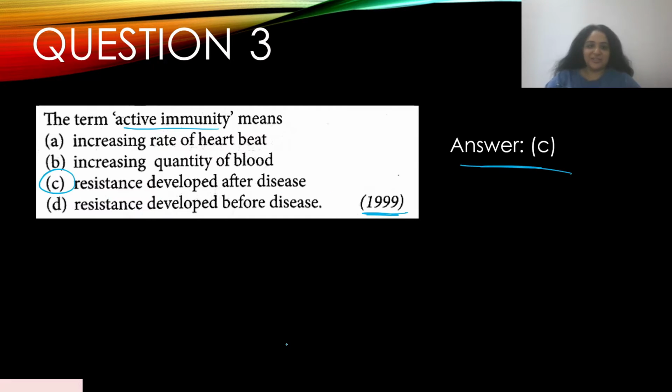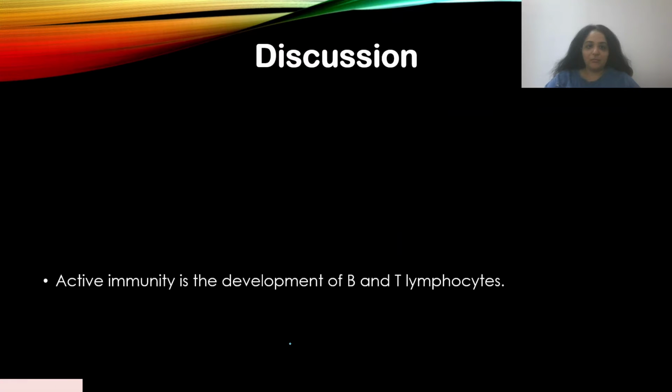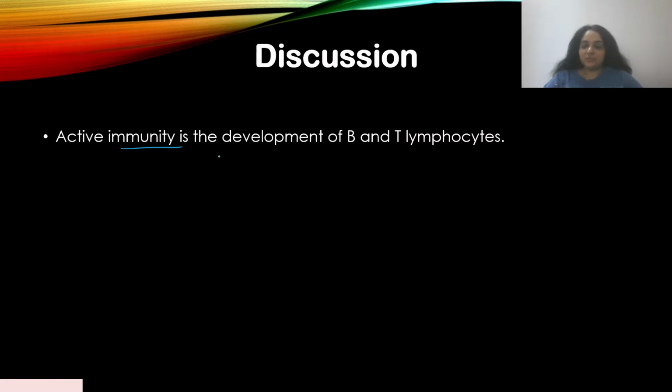Alright, so let's go to the discussion. Active immunity is the development of B and T lymphocytes. Basically, active immunity is when your immune system is actively working against a pathogen. For example, you fall ill, a pathogen has entered your body, and your B and T lymphocytes get activated and fight against that pathogen to destroy it. So your immune system has now been activated.